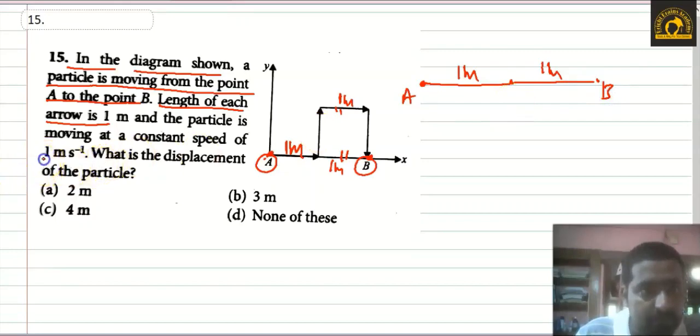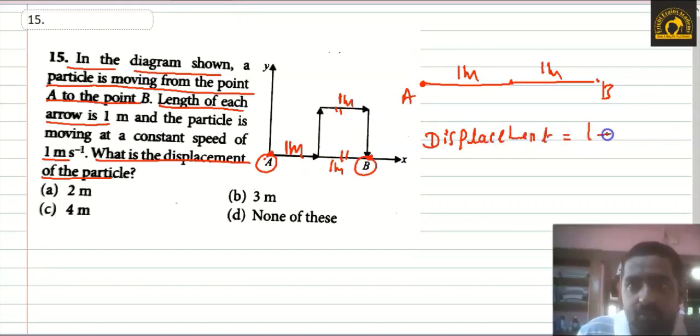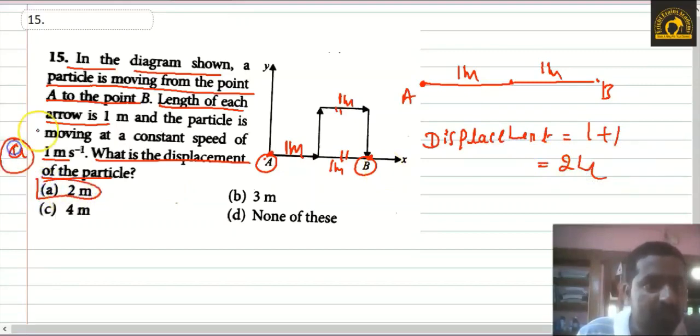The constant speed is 1 meter per second. What is the displacement of the particle? Very simple. The displacement of the particle is 1 plus 1, that is equal to 2 meters. So option A is the correct answer for the 15th question.